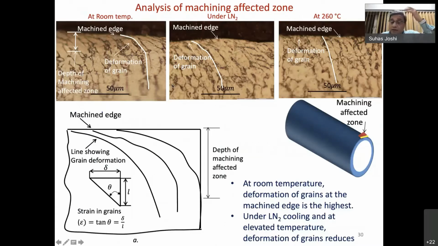Also, while you are doing all those damages on the chip material, the chip is actually separated from the work surface. So what is happening to the work surface? You are taking out one fraction of the surface, and then what is happening to the surface? If you want to quantify the distortion of the grains on the surface, you can do it by finding out the slope of these grain lines, tan theta equal to delta by L, and this theta gives you the severity of the strains.